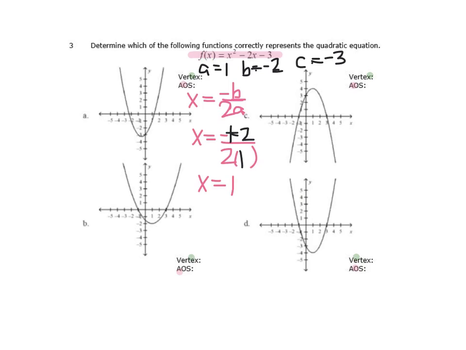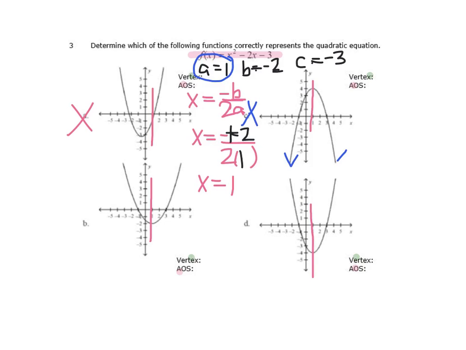So positive 1, we have B. A is not good. C works, and D works. Now, before I go any further, I do want to go ahead and eliminate answer choice C because the graph is opening down, but I have a positive A value.